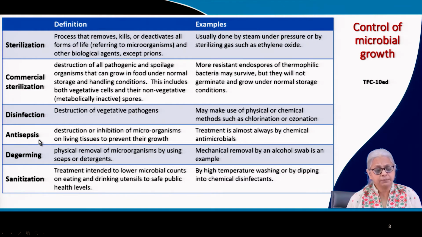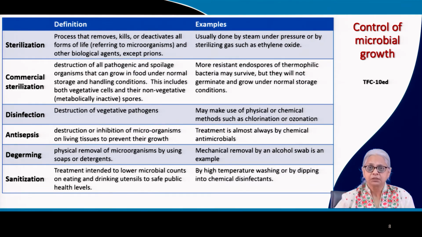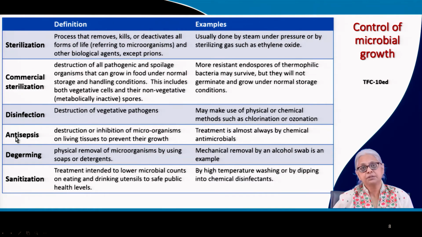Then we come to antisepsis. Antisepsis is where, let's say, most of us have experienced this. When you get a cut or a bruise or some minor injury, what do you do? You reach for an antiseptic solution. So destruction and inhibition of microorganisms that are likely to grow on living tissue is to be prevented, and antisepsis is the way to do that. So chemical antimicrobial solutions are generally what is used.